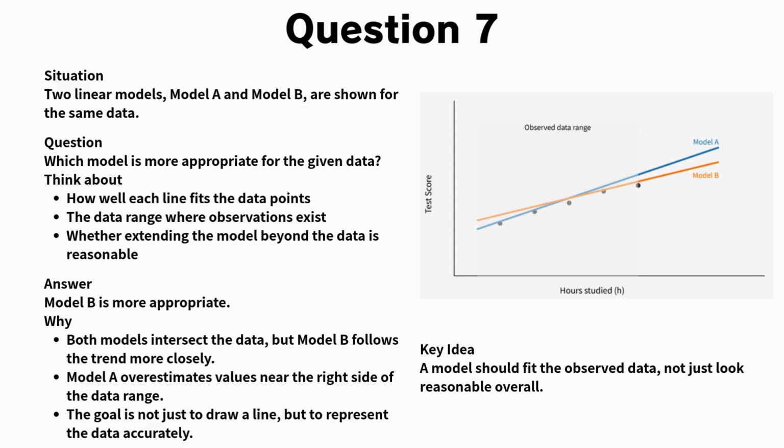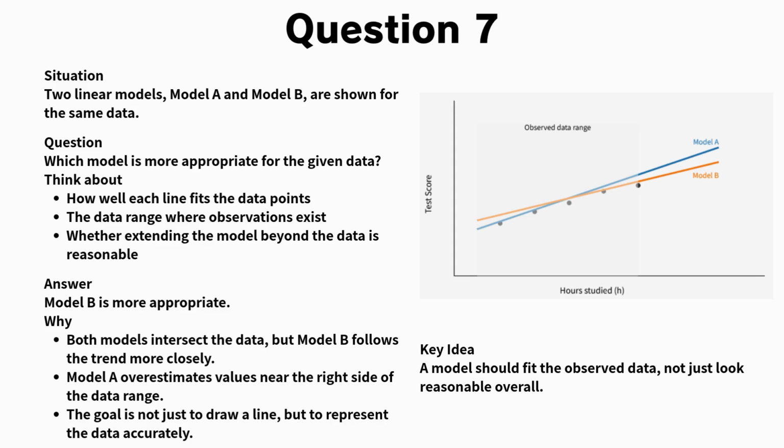This highlights an important idea. A good model fits the data you have, not the data you imagine. Extrapolating beyond the data can be risky, especially when there is no evidence to support it. In linear modeling, small differences in slope can lead to large differences in predictions. That is why we prioritize the model that minimizes error where the data exists.